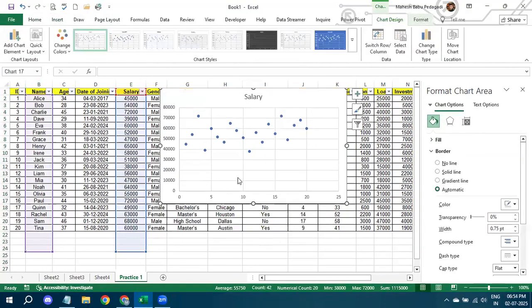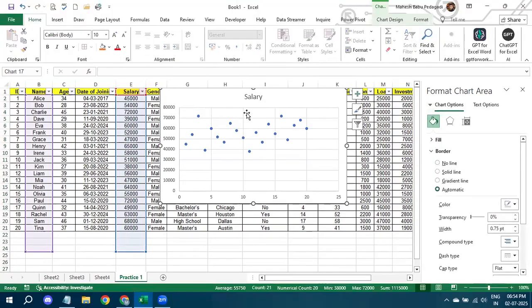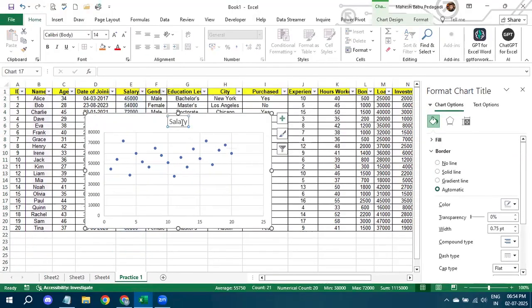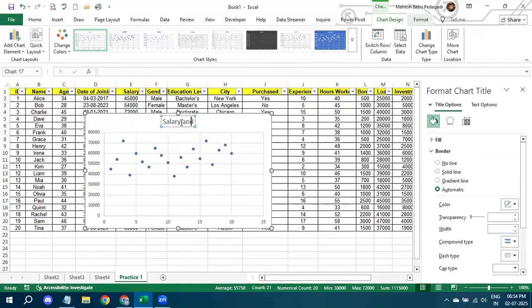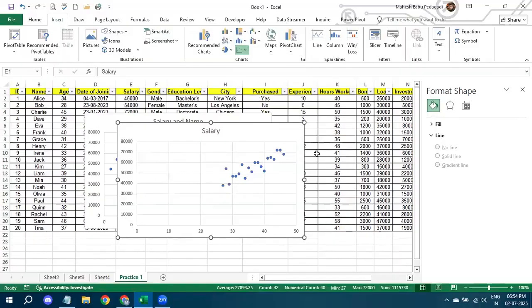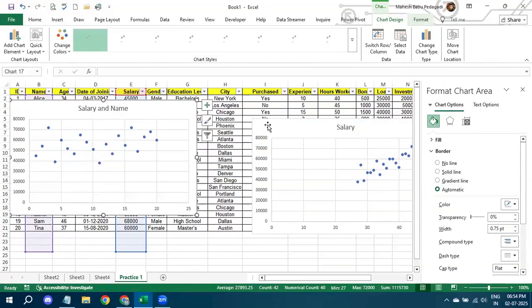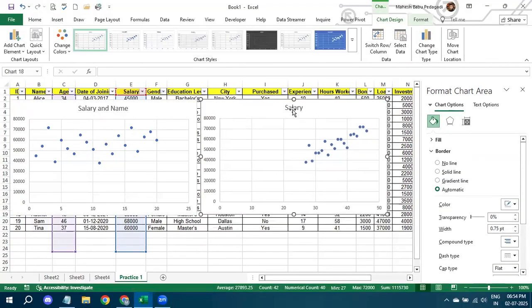Is it an appropriate one? No, sir. Always remember, you cannot see the relationship between a categorical column and a numerical column. See the difference. This is between name and salary. Salary and name, scatter plot, right? I will create another one. Age and salary. I will go to insert scatter plot. Which one is making sense of the data? Between salary and age.